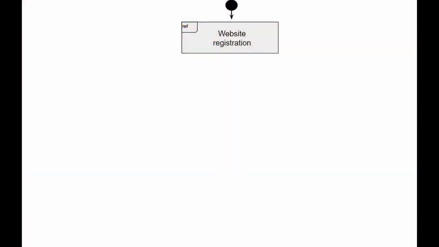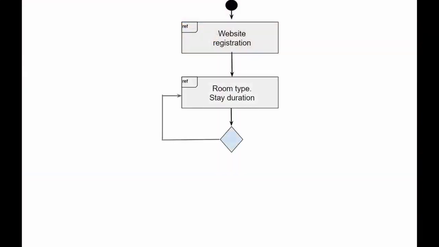Register the website, select available room type and dates. If there are no rooms available for these dates, we are redirected back to where we can choose other rooms or dates. If all goes well, then we proceed to checkout. If everything is fine there as well, the room is booked. Of course, this is a primitive example and we would potentially append the diagram with many more additional interactions, but it still gives you a sense of how the interaction overview diagram works.